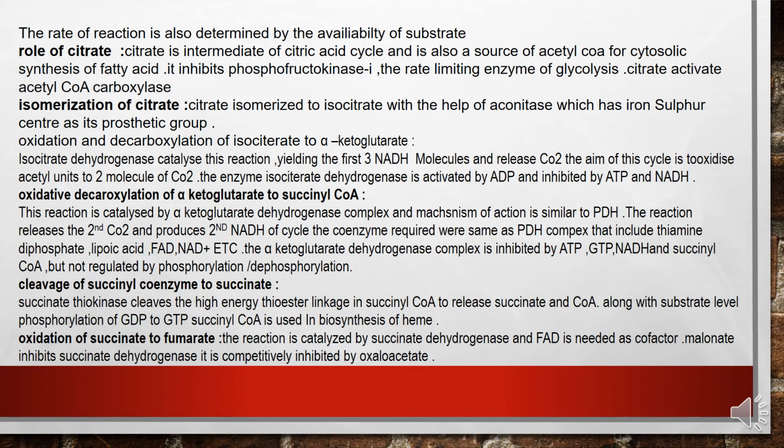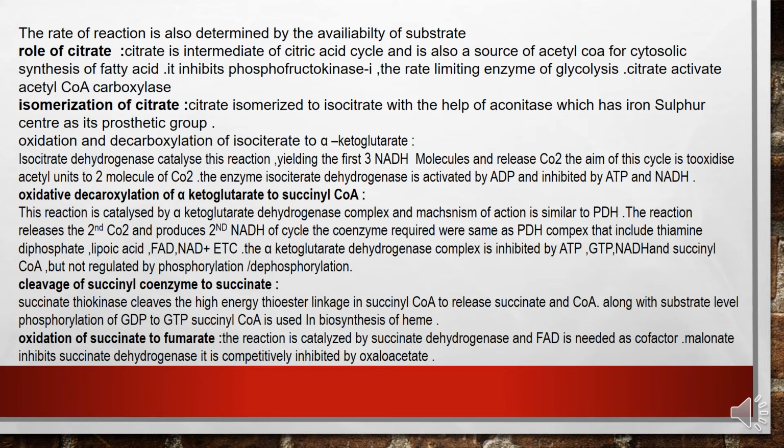Cleavage of succinyl coenzyme A to succinate. Succinate thiokinase cleaves the high energy thioester linkage of succinyl coenzyme A and releases succinate and coenzyme A along with the substrate level phosphorylation of GDP to GTP. Succinyl coenzyme A is used in biosynthesis of heme. Oxidation of succinate to fumarate. The reaction is catalyzed by succinate dehydrogenase and FAD is needed as cofactor.